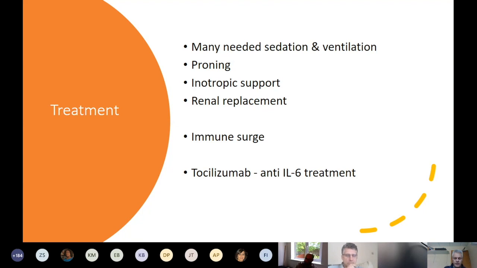And in fact, as part of the RECOVERY trial, patients can be randomized to tocilizumab, an anti-IL-6 treatment that's used in rheumatoid disease. And we've also been giving that compassionately to some patients with reasonable effects. That's another important treatment that's used in selected patients.